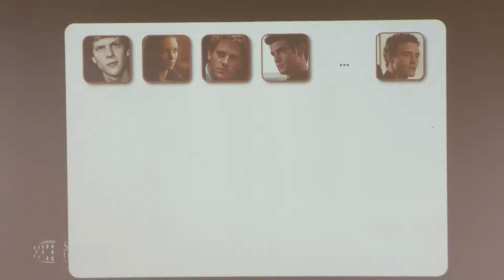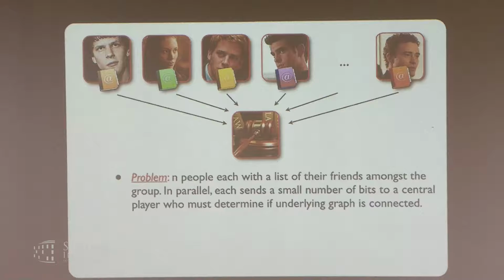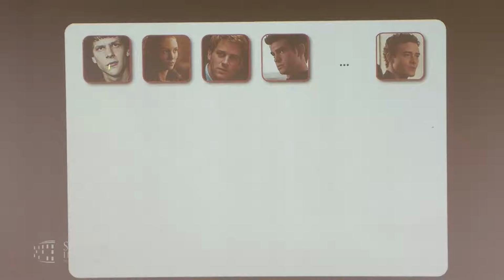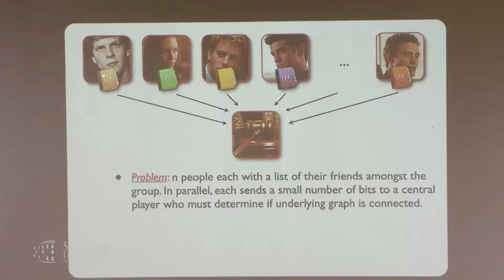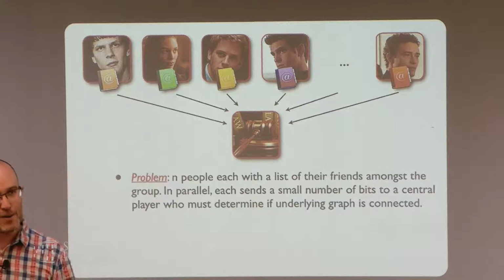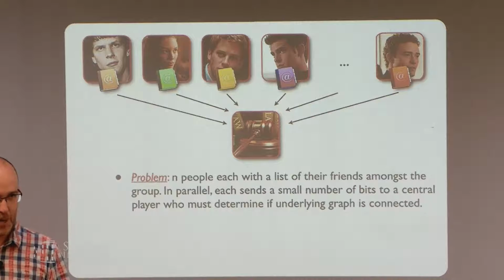So the game is as follows. Imagine you have n people in a social network. In this social network, various people are friends with various other people. And so they each have a list of their friends amongst the social network. Equivalently, there's an adjacency matrix of a graph. There's n players. Everybody knows one row of the adjacency matrix.